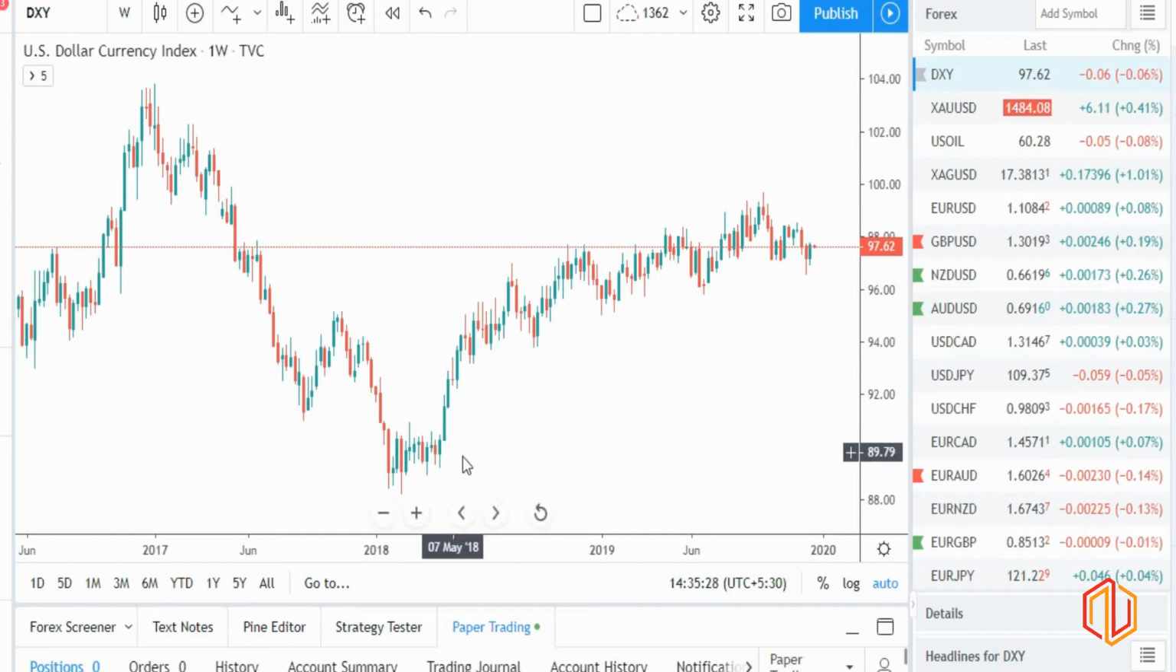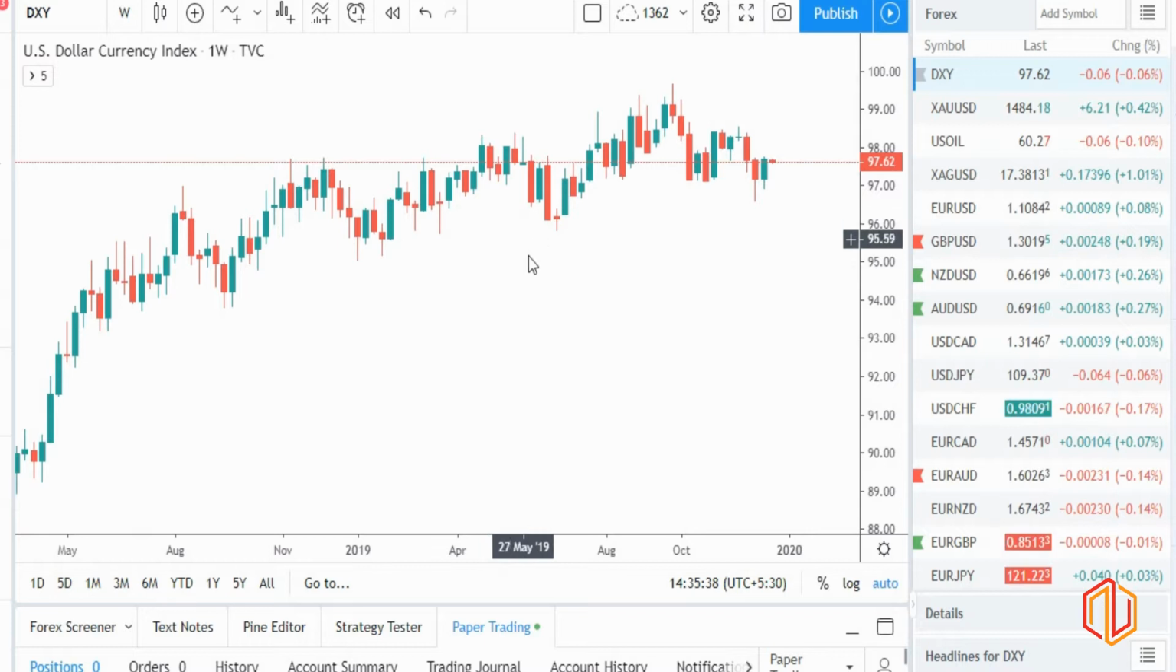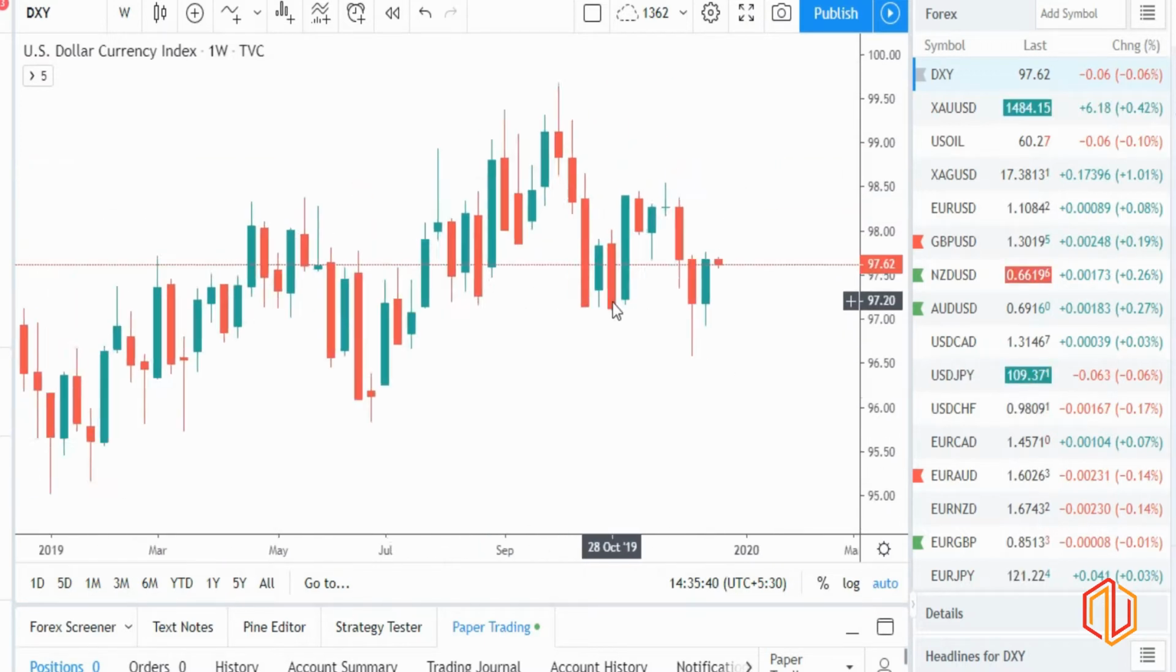Now, based on how the candlesticks have closed last week, we will try and figure out what are the trading opportunities that are presenting themselves this week. So let's start with the dollar index chart.